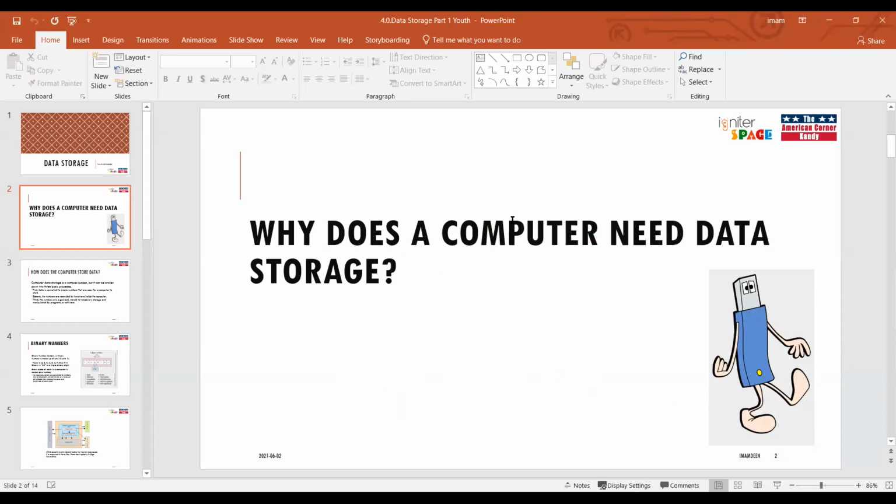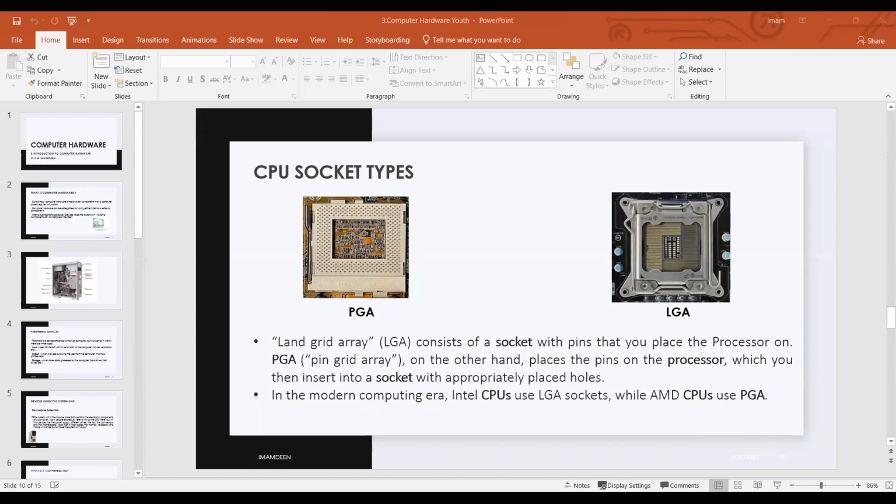Wait a minute, just give me a second. Wait, students, my machine got stuck. Just give me a second.